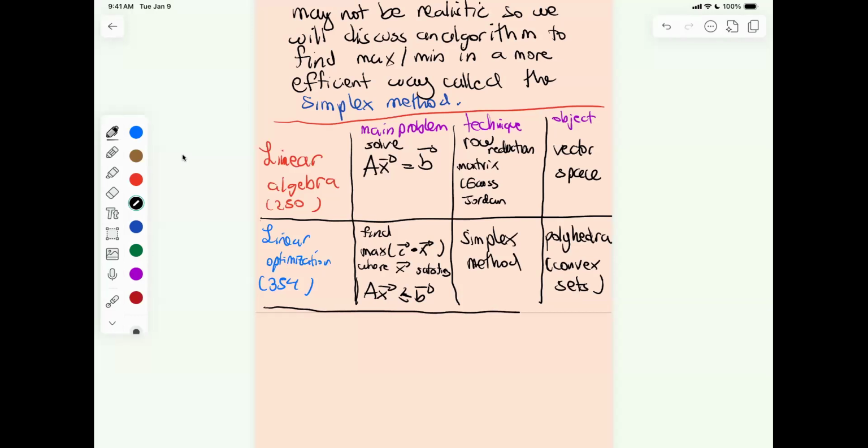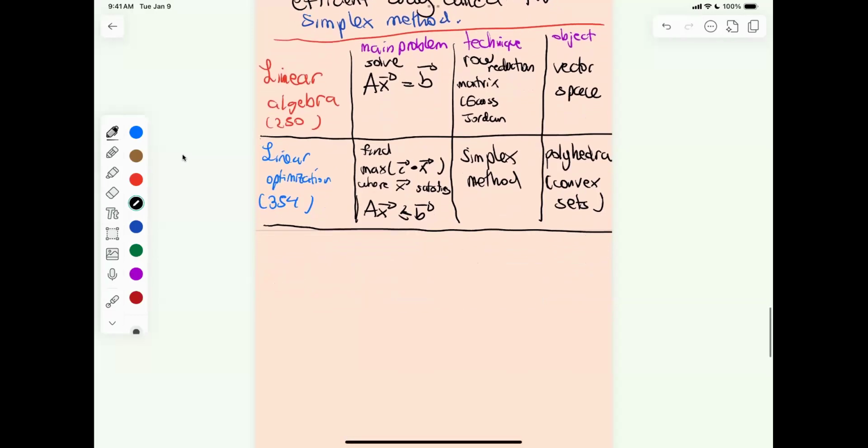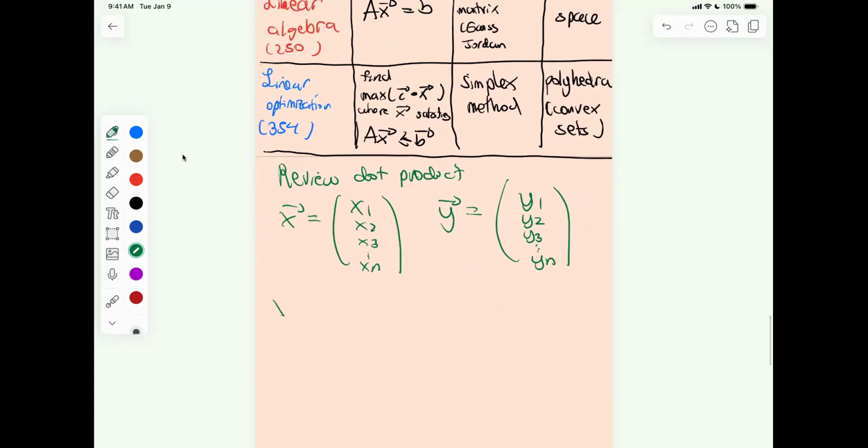I'll explain that for a bit because it's a good thing to remember. It's also useful because it gives me an excuse to remind you about the dot product. So, a quick review of the dot product. If you had two vectors, x1, x2, x3, up to xn, and another vector y1, y2, y3, up to yn, what was their dot product?